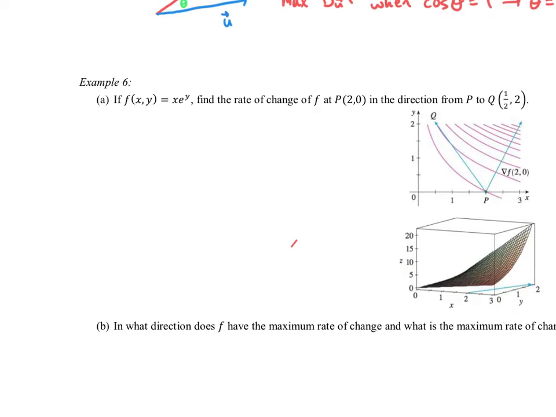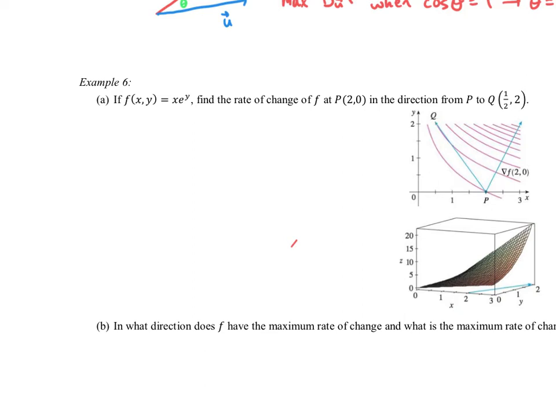The gradient, if you remember from the first video, by definition is going to be perpendicular to the level curve. So the gradient will be pointing in this direction because that is perpendicular to this particular level curve. However, we're looking for the rate of change not in that direction, which would be the max rate of change. We're looking for the rate of change in the direction to Q.